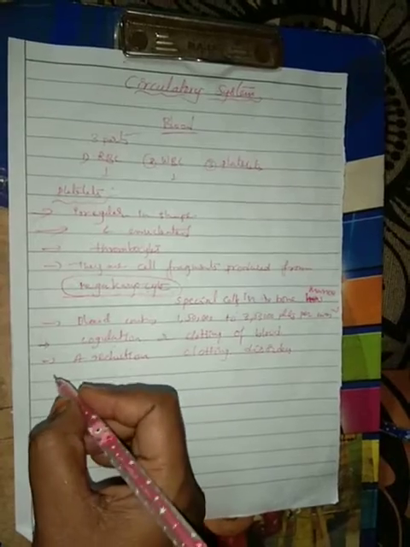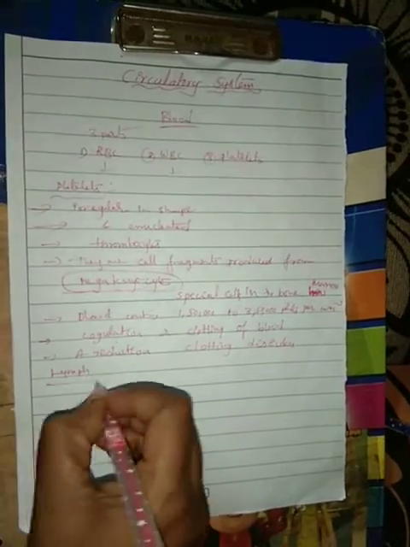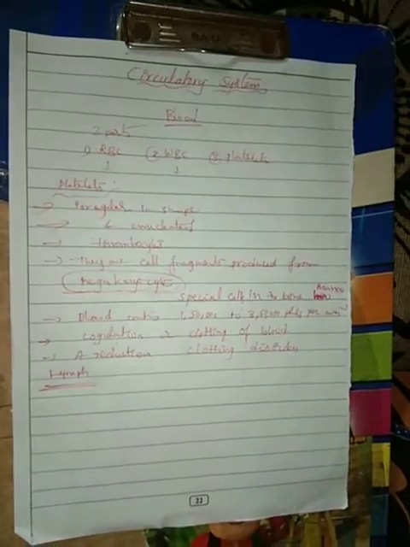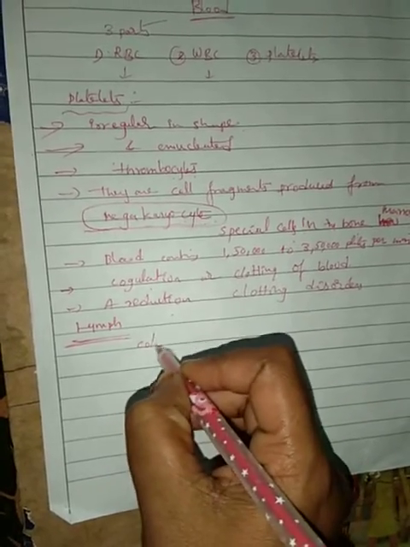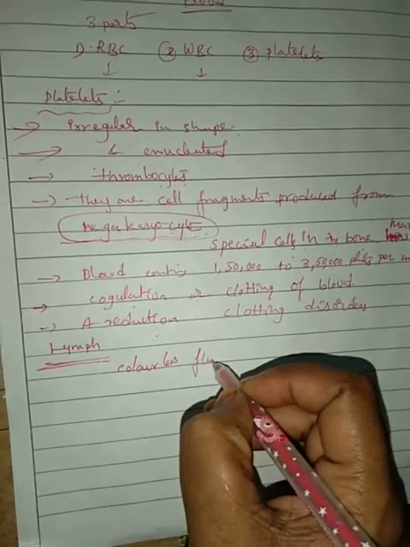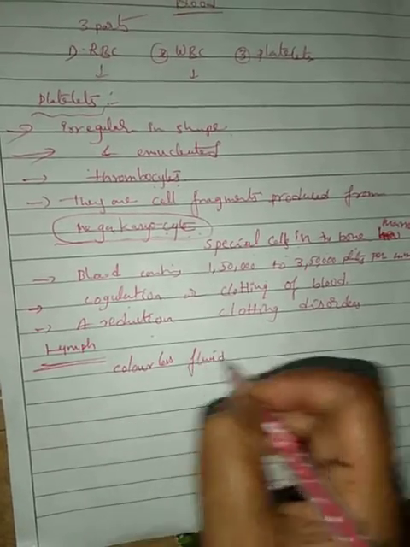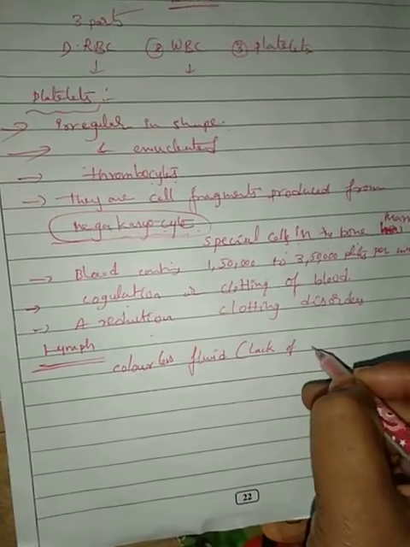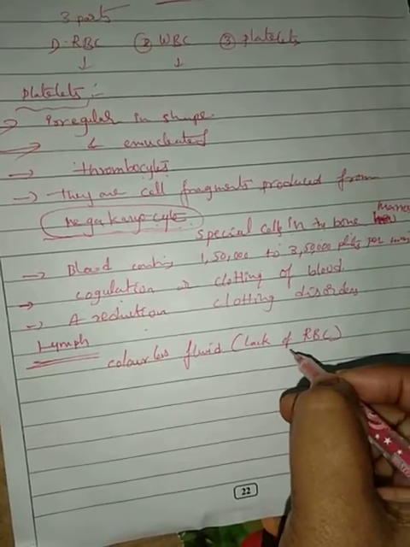Okay, and next one is the lymph. So what is lymph? First of all, what is lymph? Lymph is a colorless fluid. Why is it called the colorless fluid? Because of lack of RBC. So it is a colorless fluid.